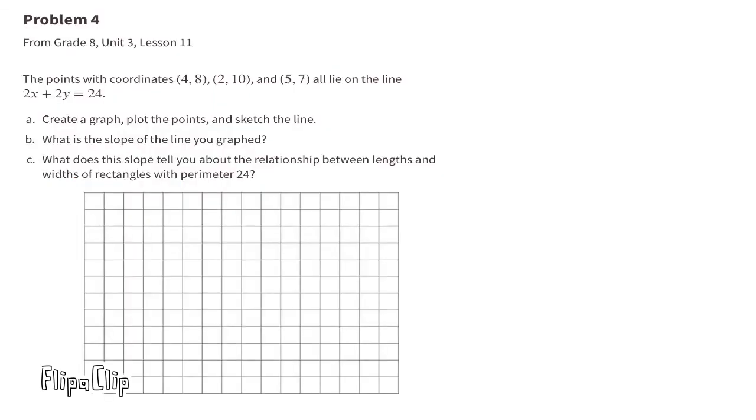Problem number 4 from 8th grade, Unit 3, Lesson 11. The points with coordinates (4, 8), (2, 10), and (5, 7) all lie on the line 2x + 2y = 24. A. Create a graph, plot the points, and sketch the line.